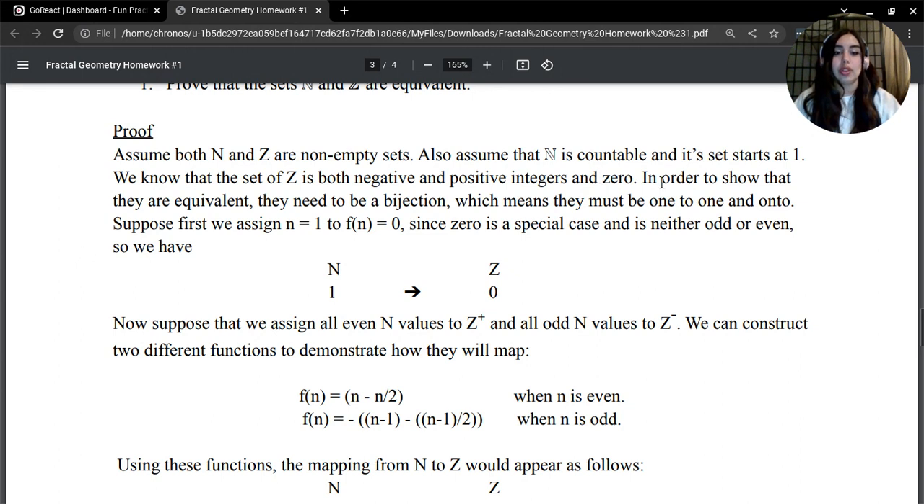In order to show that they're equivalent, they need to have that bijection, which means that they are 1 to 1 and onto. So suppose first we assign n equals 1 to f of n equals 0, which is our Z. And since 0 is a special case that is neither odd or even, our mapping is going to look like when n equals 1, it goes to z equals 0.